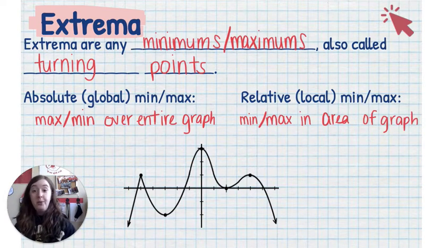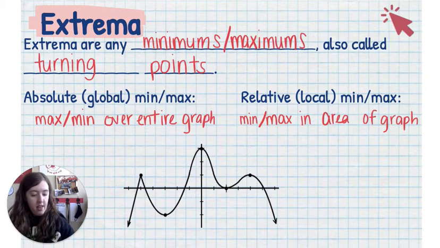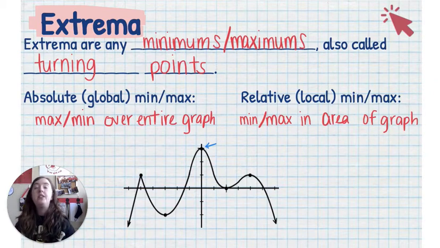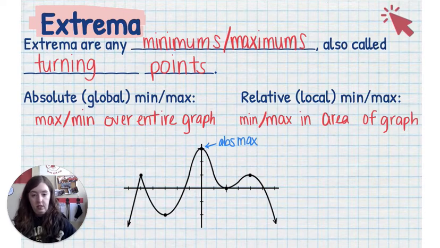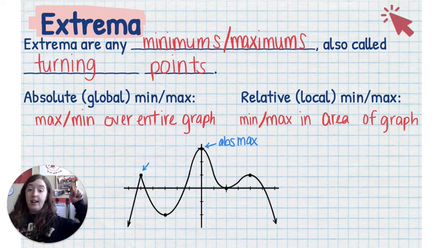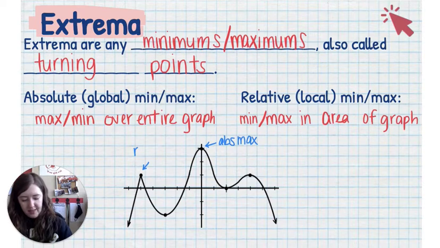So let me show you what I mean. This point, actually, let me do that in a different color. This point is the highest point over the entire graph, right? That is an absolute maximum. This is a maximum, but only in his little area, right? Because we already decided that that other guy was my absolute maximum. So this is a relative maximum.